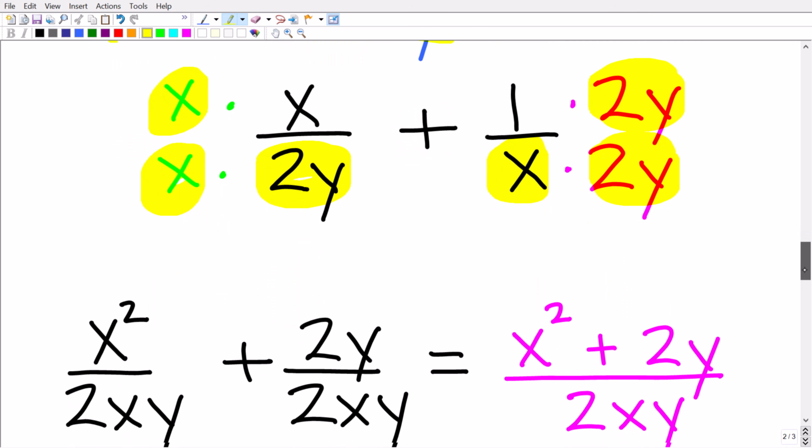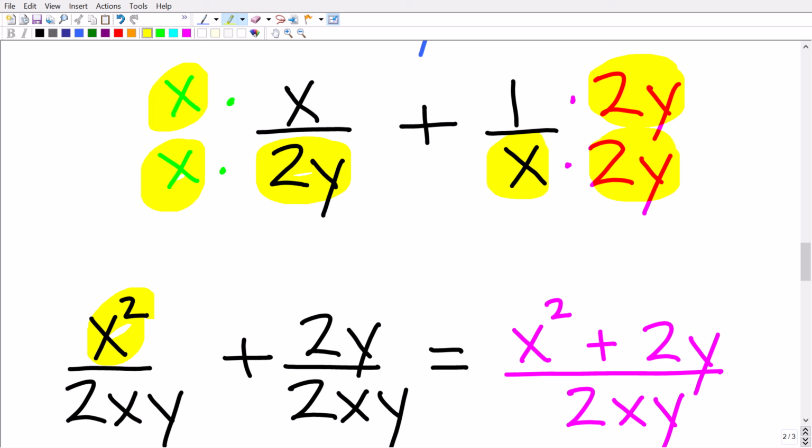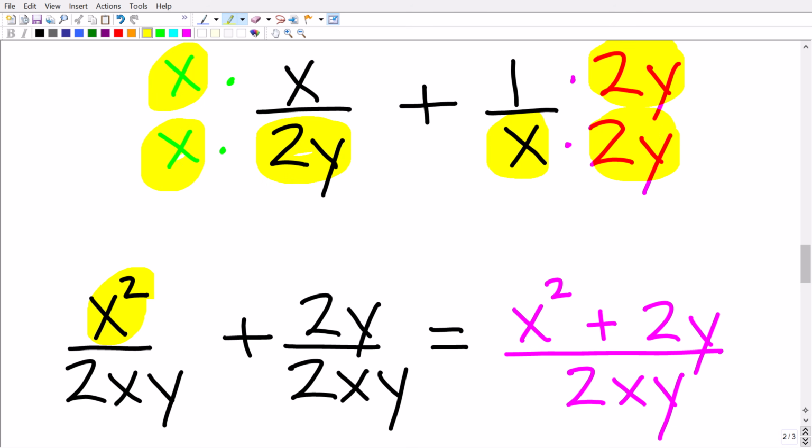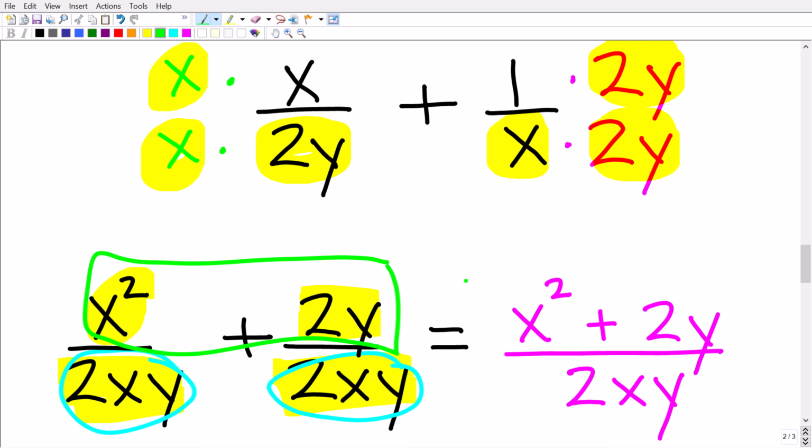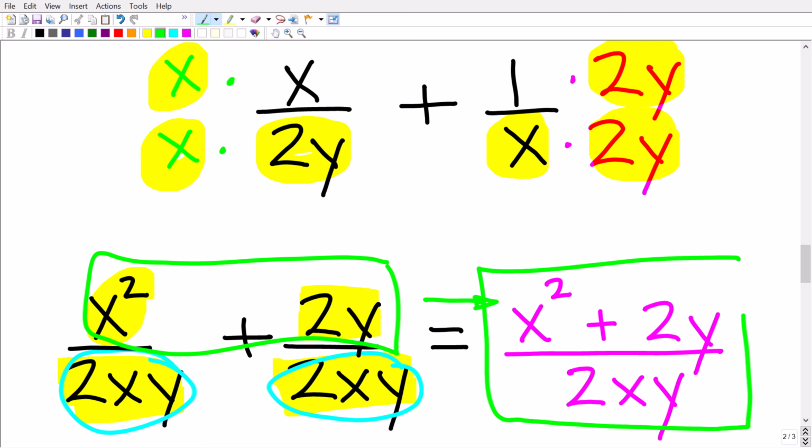All right, so when we do this algebra, x times x is x squared. Let me go down here so we can see the work. x times 2y is 2xy. And then over here, 2y times 1 is 2y, and then 2y times x is also 2xy. Now we have two fractions where the denominators are the same, so all we have to do is add the numerators. So our final answer is going to be x squared plus 2y in the numerator over 2xy. All right, so this is the correct answer.